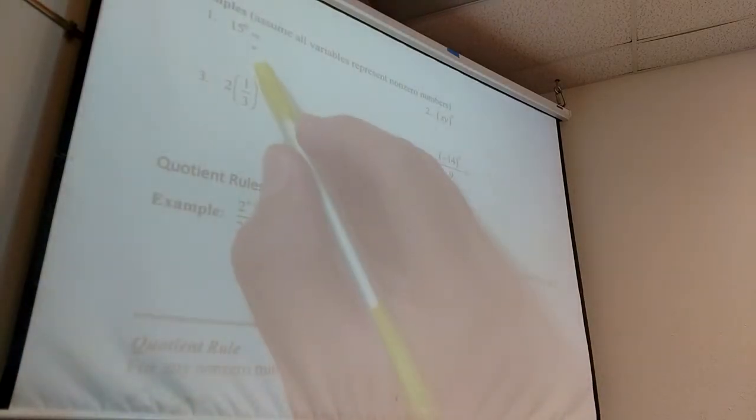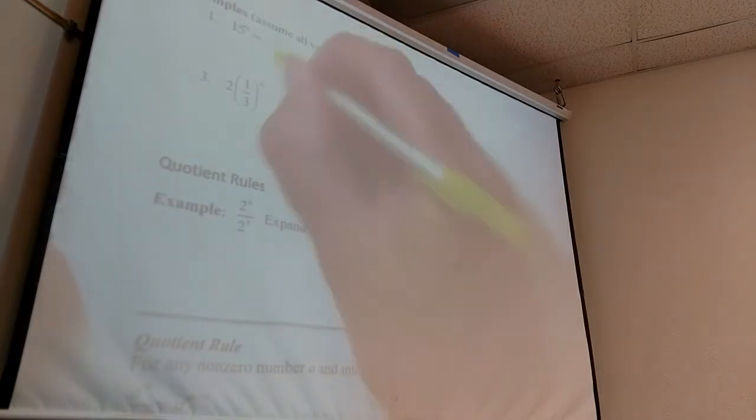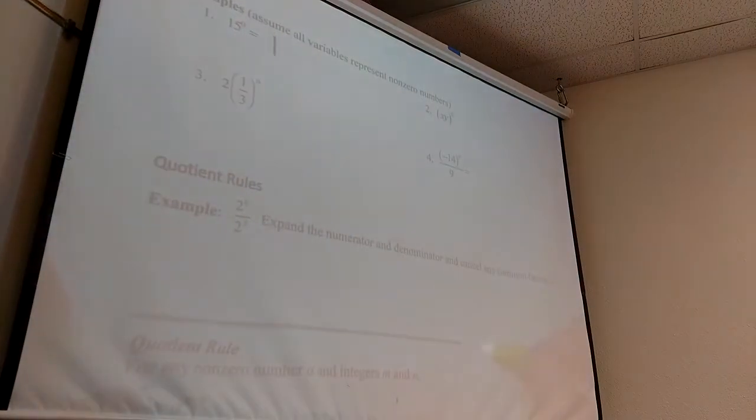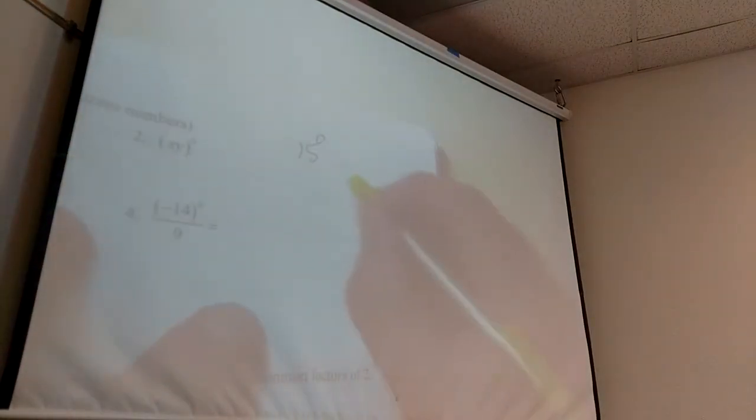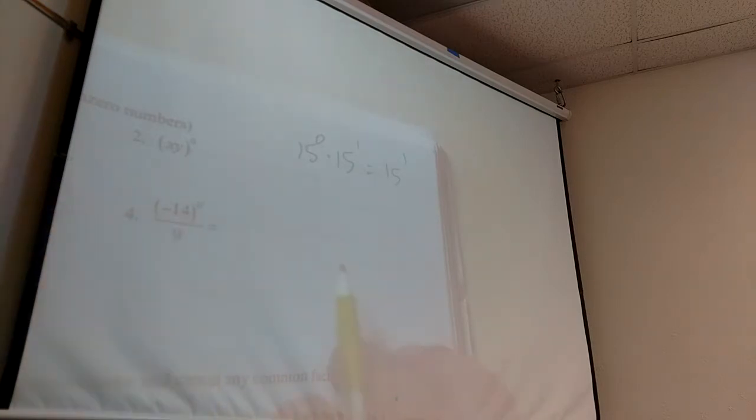What is 15 to the 0 power? 1. If 15 to the 0 was 0, when I multiply it by something, the answer should be 0. What do I get when I multiply 15 to the 0 times 15 to the 1? What do I do with the powers? What's 0 plus 1? So I get 15 to the first. Is that 0? Therefore, 15 to the 0 cannot be 0, because if it was, you would get 0 when you multiplied something by it.